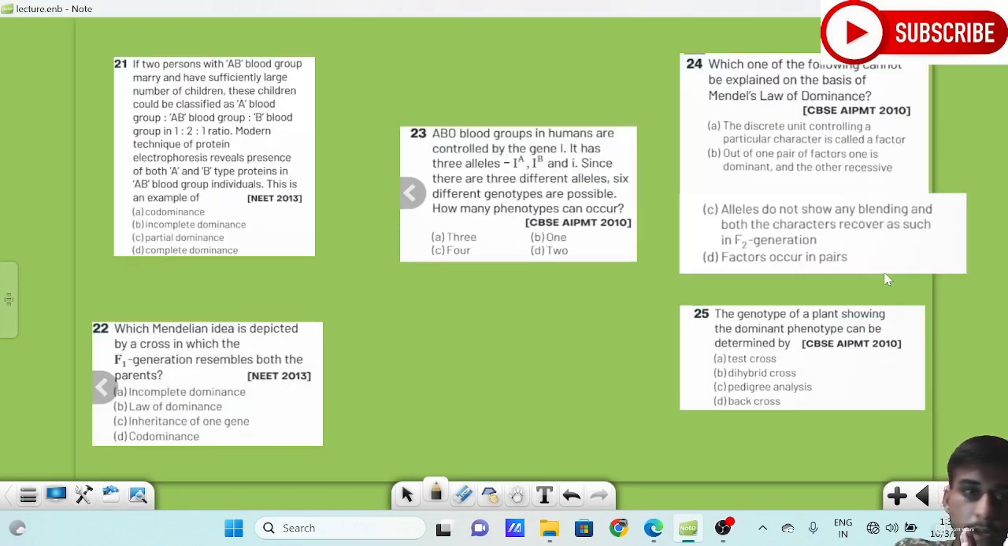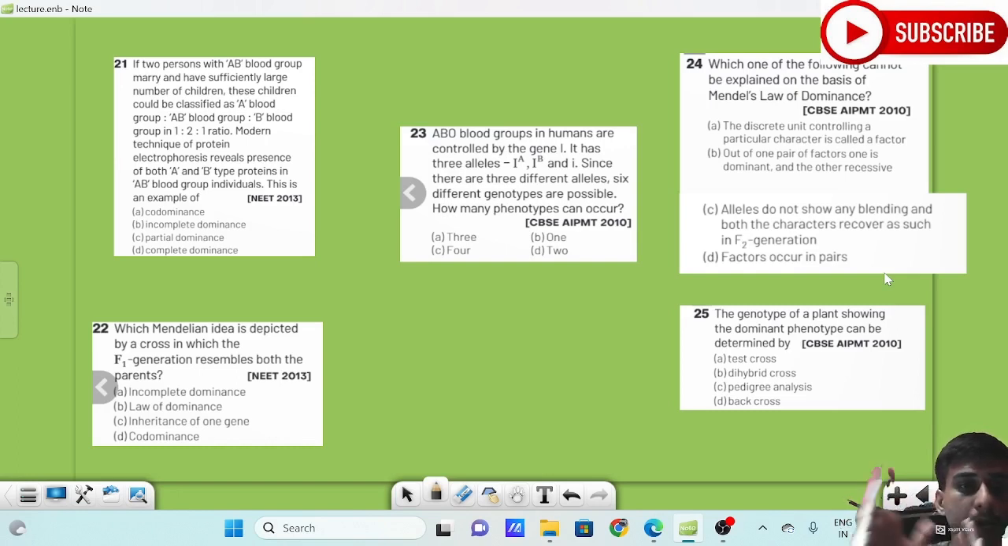Okay, next we are going to the 21st question. Please read it. Parents with AB blood group marry and have a sufficiently large number of children. A, B, AB blood groups appear in a 1:2:1 mode. Yes, it's a big paragraph. They are asking what is happening in the ABO blood group system. You know that codominance is happening, right?